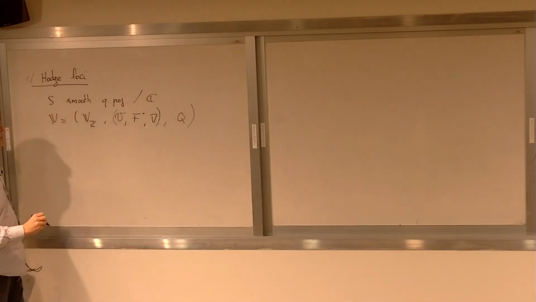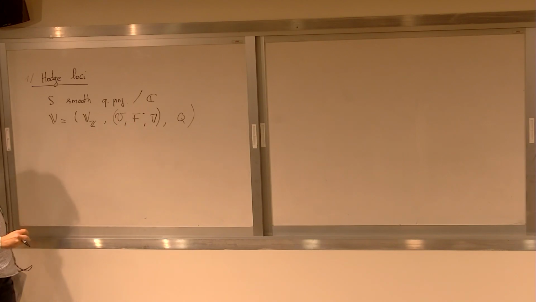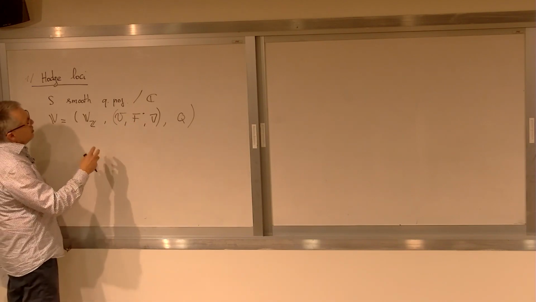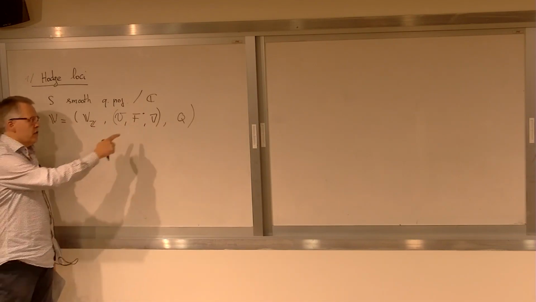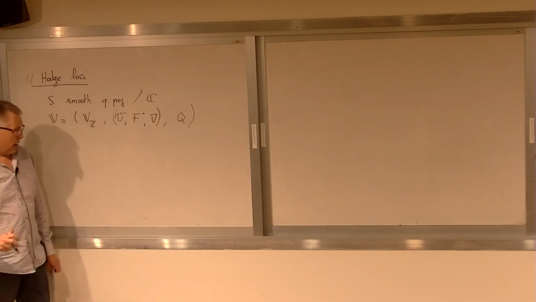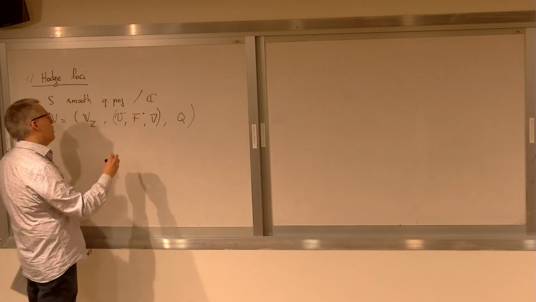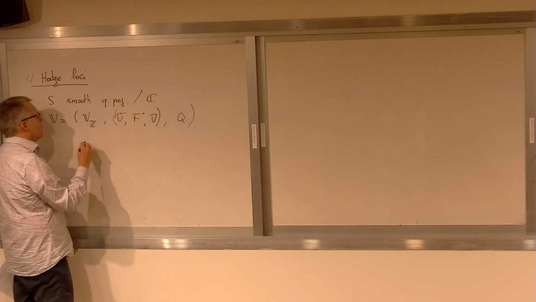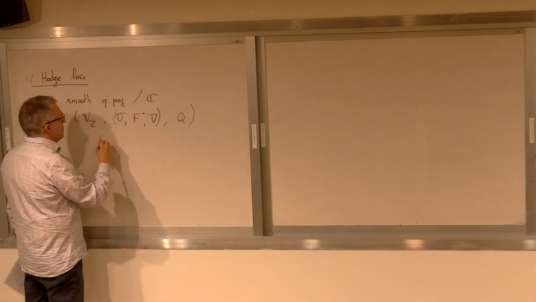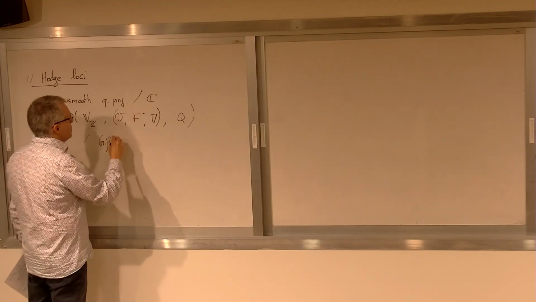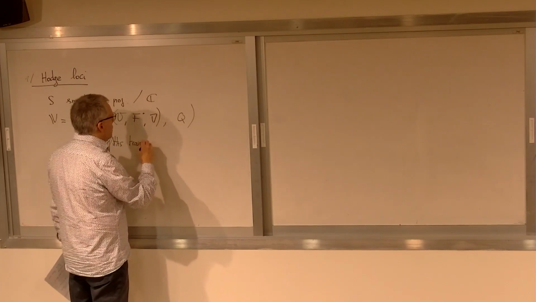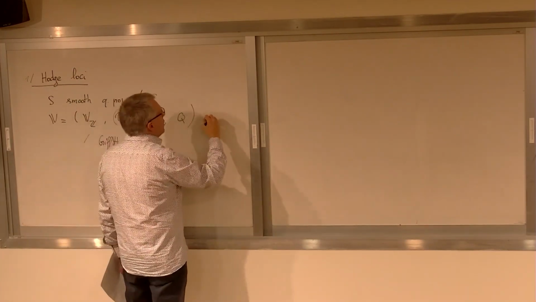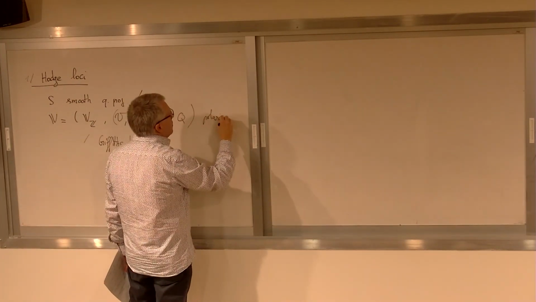And I remind you, one of the relations is that at each point this data defines a Hodge structure, where F is the Hodge filtration. And a crucial condition is Griffiths transversality. It will play a crucial role in this talk. So this is a polarized variation of Hodge structure.